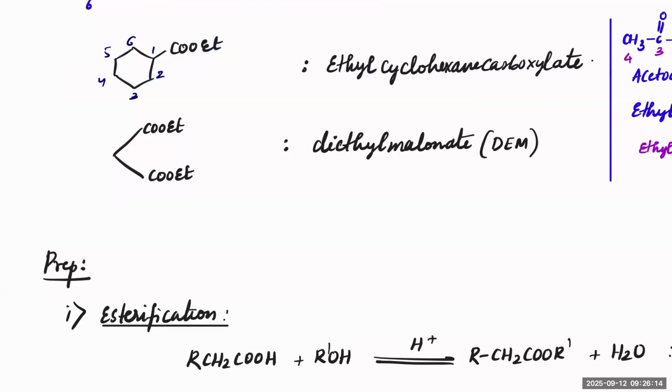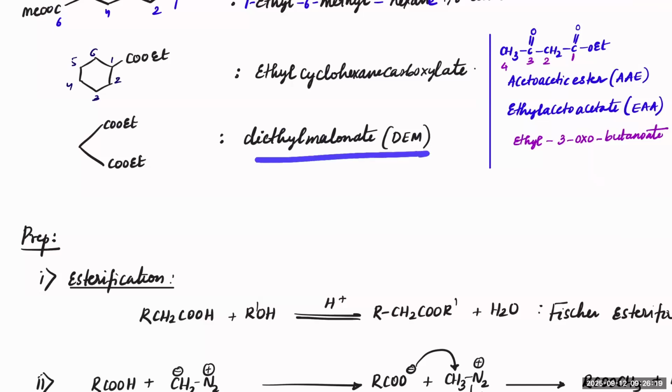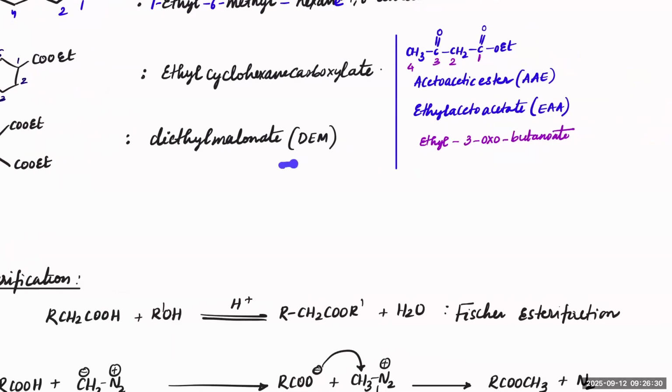Okay, clear? This is a common name that is being used a lot. That is diethyl malonate, because it is a derivative of malonic acid. DEM means diethyl malonate. Got it? By chance, if you have a ketone instead of an acid here, it is basically ethyl 3-oxobutanoate, IUPAC name. Common name that is typically used is acetoacetic ester or ethyl acetoacetate. Acetoacetic ester or ethyl acetoacetate.